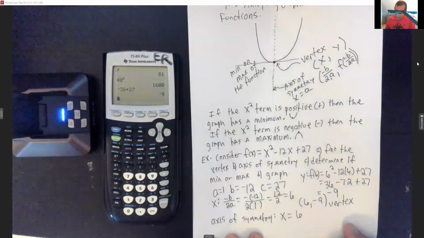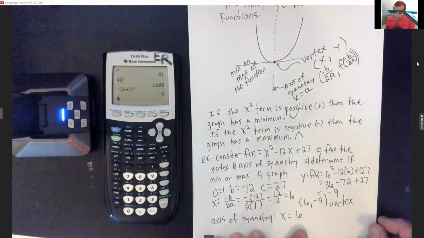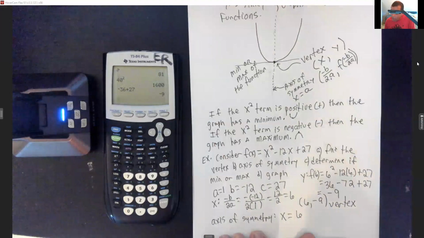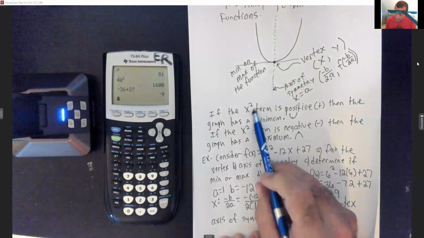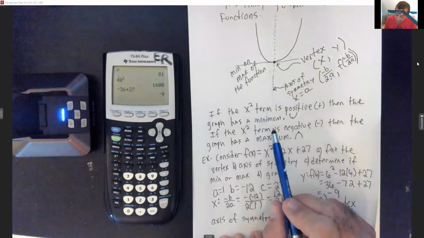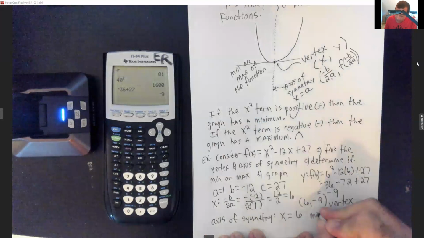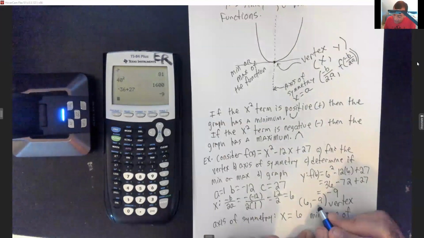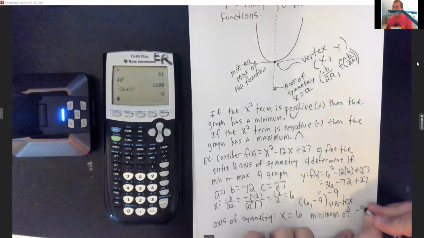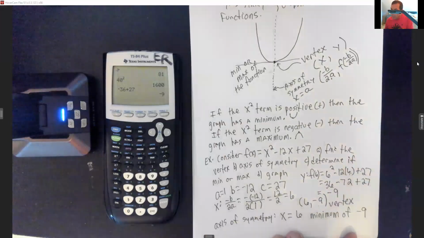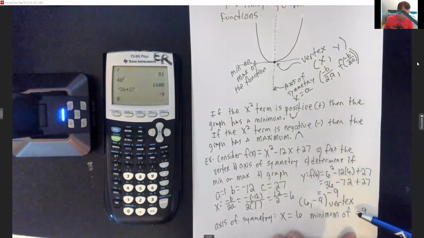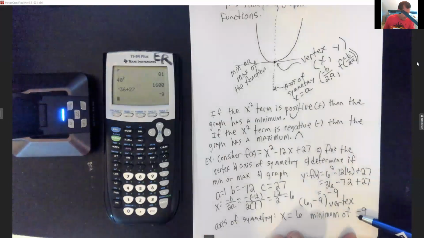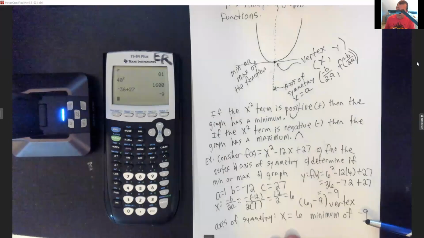All right. Does it have a min or max? Well, the x squared is positive, and we said if the x squared is positive, it has a minimum, and it has a minimum of negative 9. So the y value is always the minimum or maximum value. Okay, and then they want me to graph it.